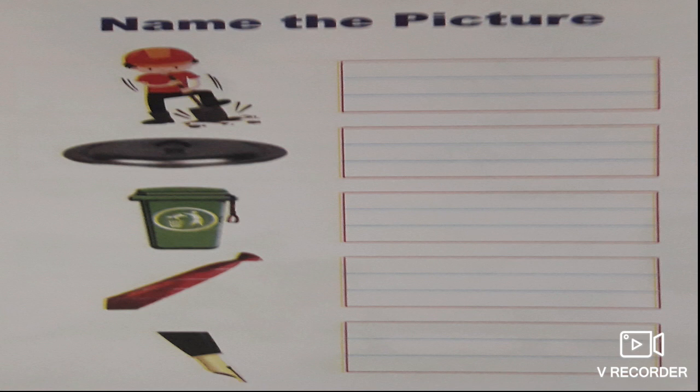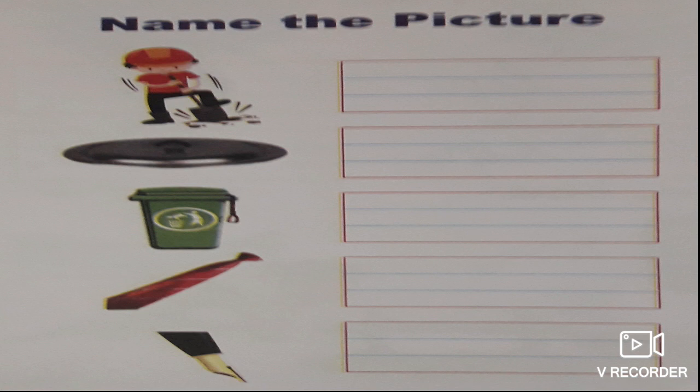What is that? Hit. What is the spelling of hit? So, the spelling of hit is H-I-T, hit. What is that? Lit. L-I-T, lit. The second one. Third one, what is this?